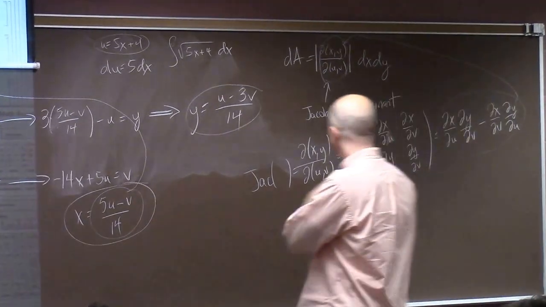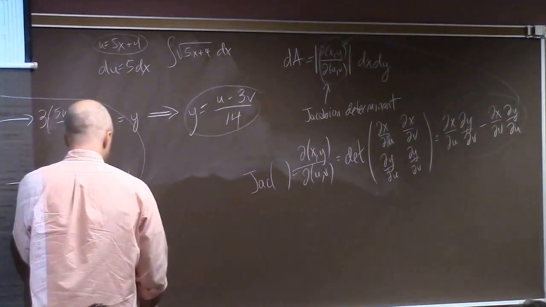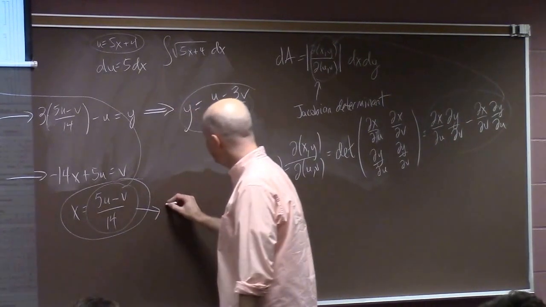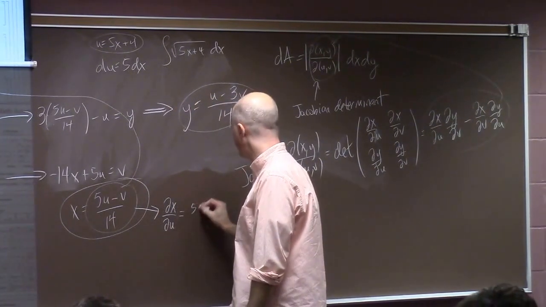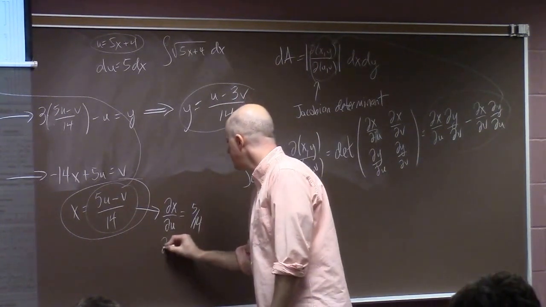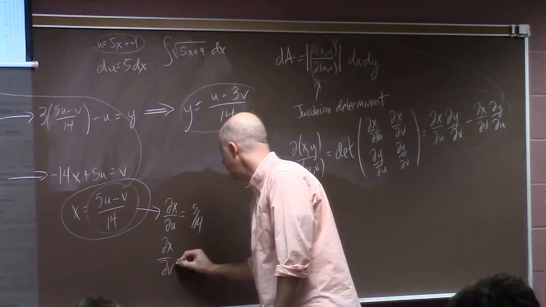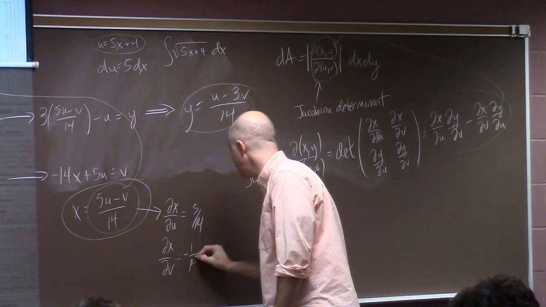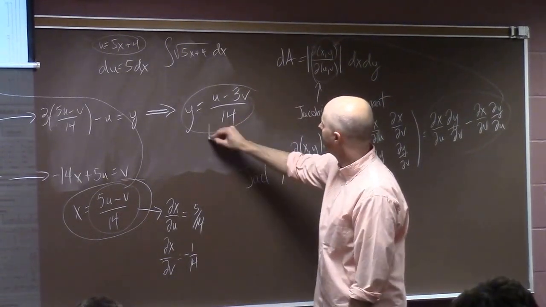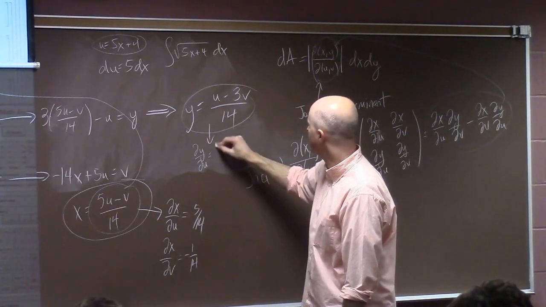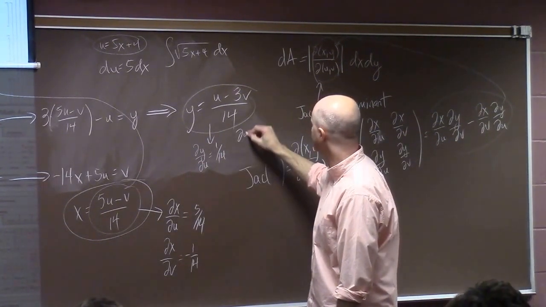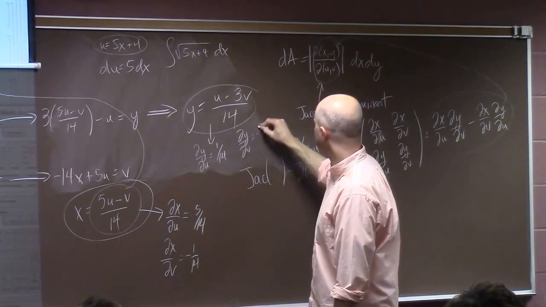Let's confirm that this does give you the right answer here. Look at these two equations. Partial of x with respect to u is going to be 5/14. Partial of x with respect to v is going to be negative 1/14. Based on this one, partial of y with respect to u is 1/14, and partial of y with respect to v is negative 3/14.